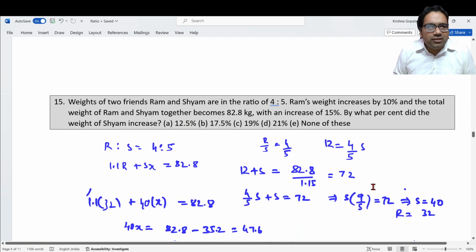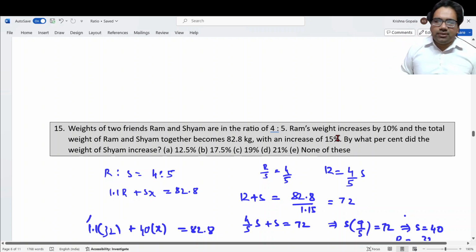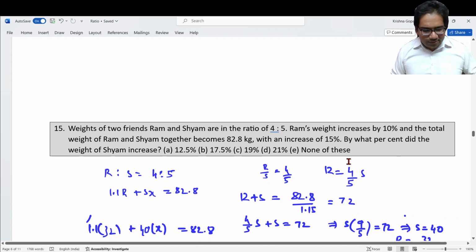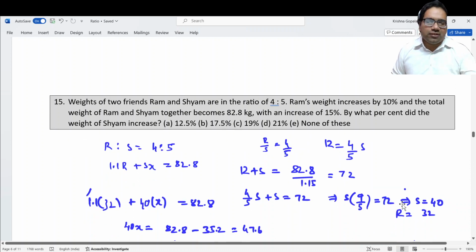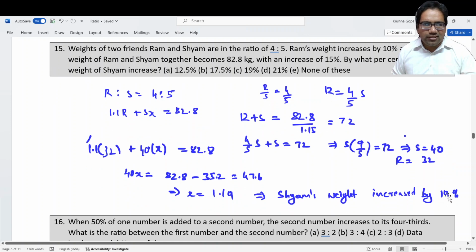This is an easy problem. You just need to be a little careful in this. Right. We took this ratio and we found out by this number. Together, their weight has become this much with an increase of 15%. So we derived what is the new weight with this information. We derived what was their original weight together, and then we derived what were their original weights independently. And then Ram has increased by 1.1, which is already given. We assume Shyam increased by X, and then the total weight is 82.8. We solved for what is that X, which is 19%.